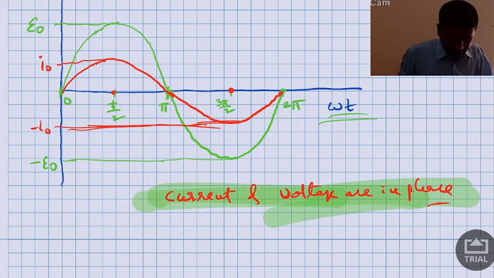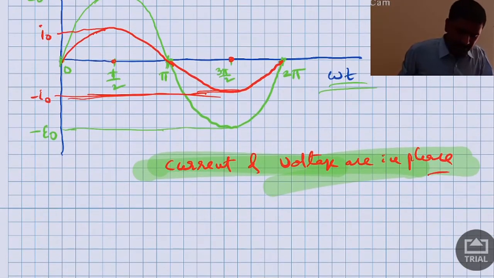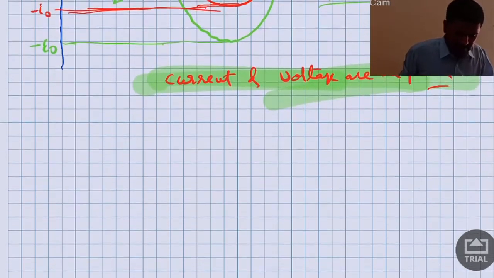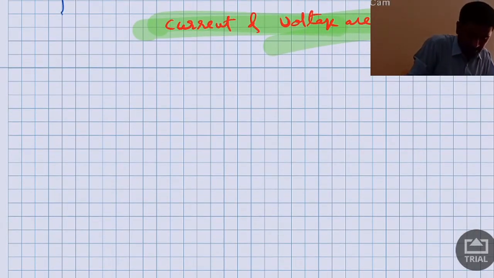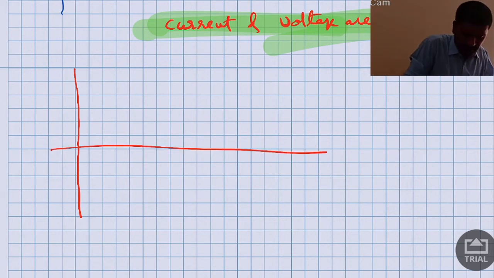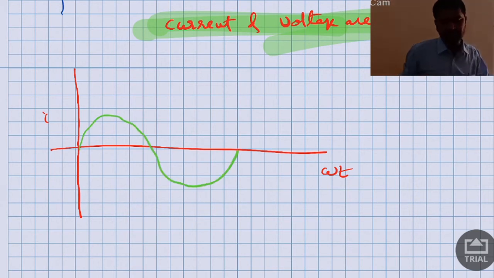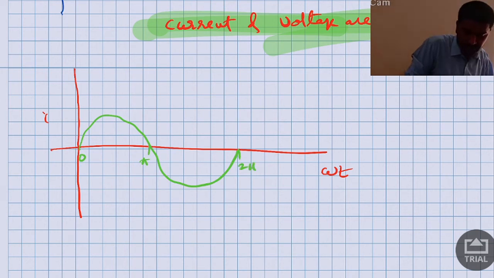Now, if you look at the power dissipation in the circuit, for example, if I draw only the current, let us draw once again the current signal here. So this is the current and this is omega t. If I draw the graph for that, I get something like this. Now this is 0, this is pi, this is 2 pi, this is pi by 2, this is 3 pi by 2. Okay, so now you look at the current.